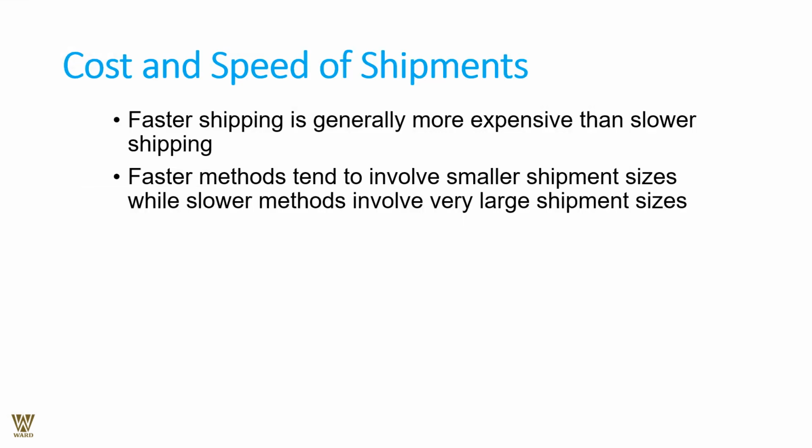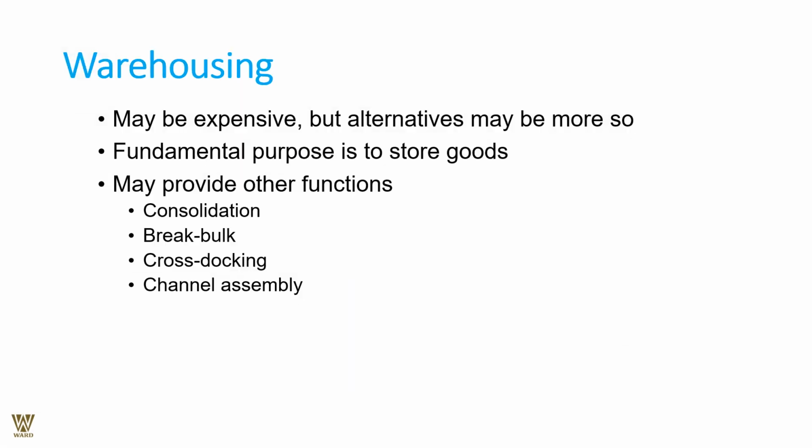So, cost and speed of shipment. Faster shipping is generally more expensive than slower shipping. Faster methods tend to involve smaller shipment sizes, while slower methods tend to involve larger shipment sizes. These are the things that need solutions.